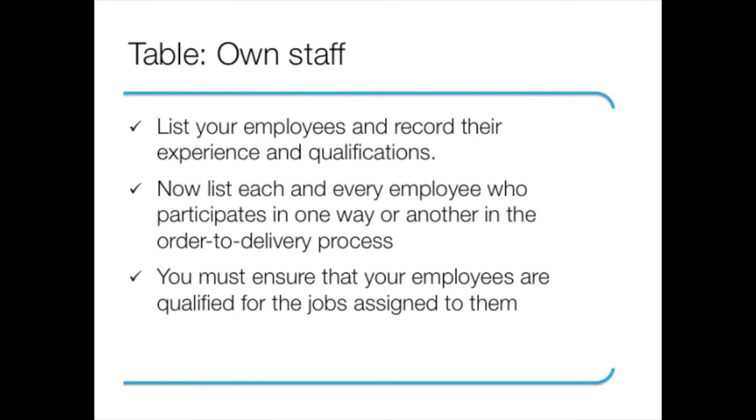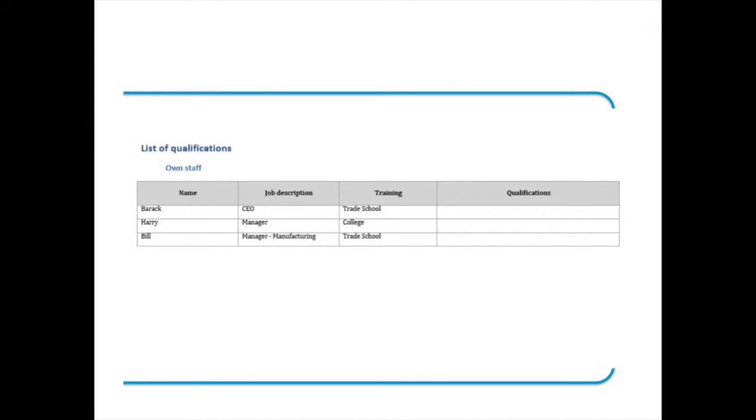The second table, Own Staff, is used to list your employees and record their experience and qualifications. Now list each and every employee who participates in one way or another in the order to delivery process. This includes design engineers, buyers, managers, human resource department, etc. Technically, just list everyone here. The listing should look something like this.